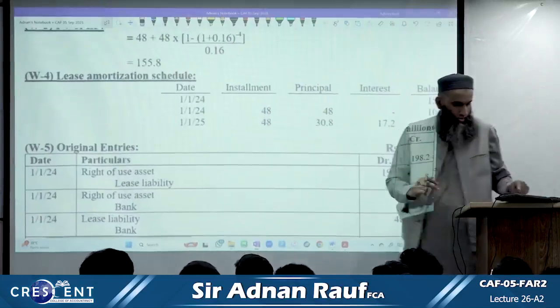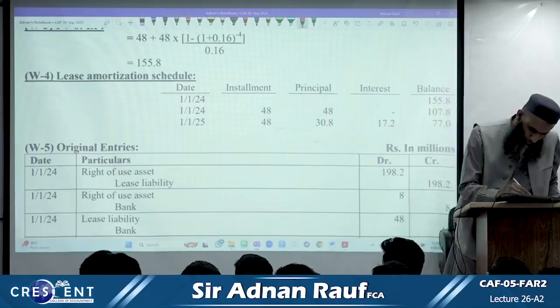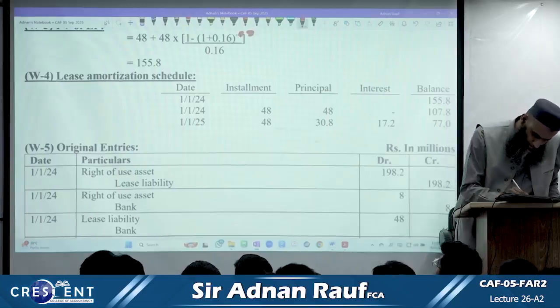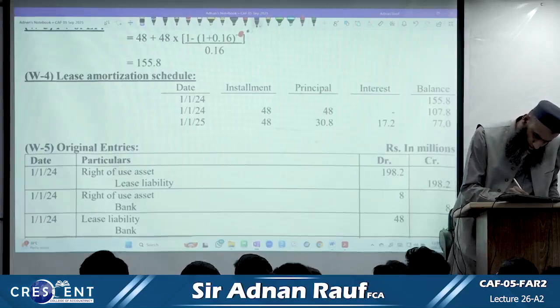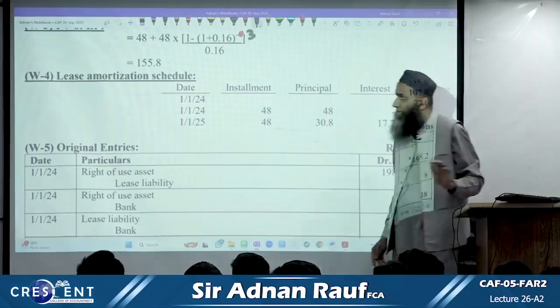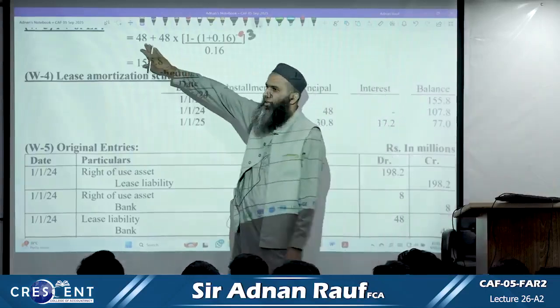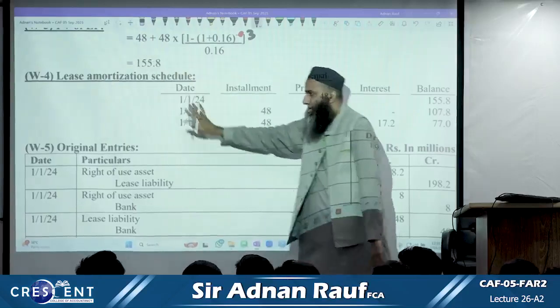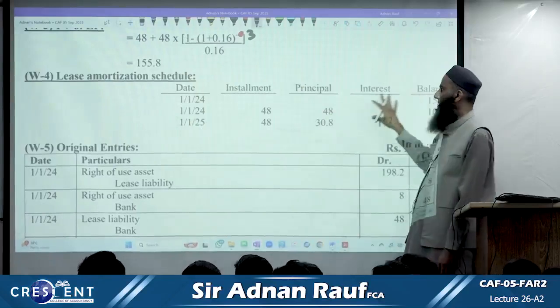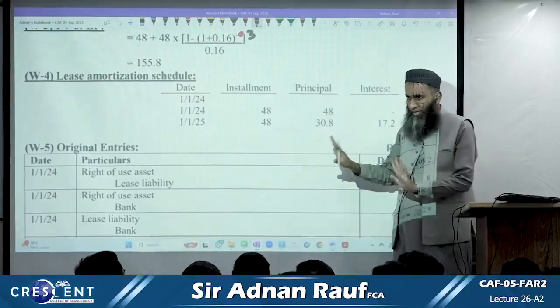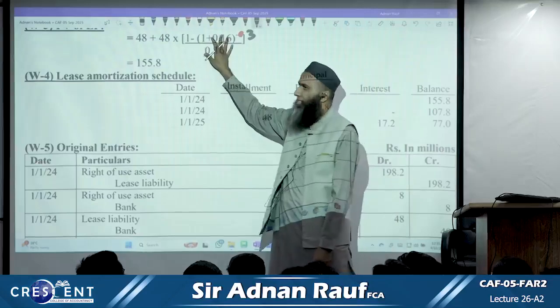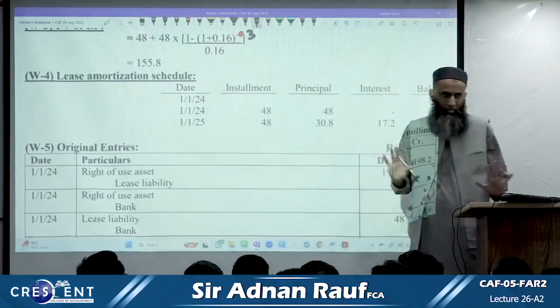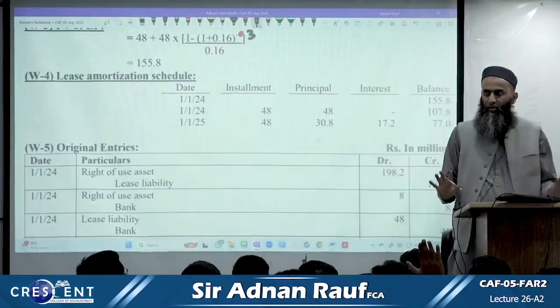Now it is clearly visible, raised to the power of -3. Tell him to click the picture in the solution and make it -3 and then upload it again. Now the solution has been corrected. So there were 4 rentals, the first 48 and the remaining 48, giving 155.8. He has made the schedule accordingly, with respect to 16%. How many people had made this? Raise your hands. Well done.